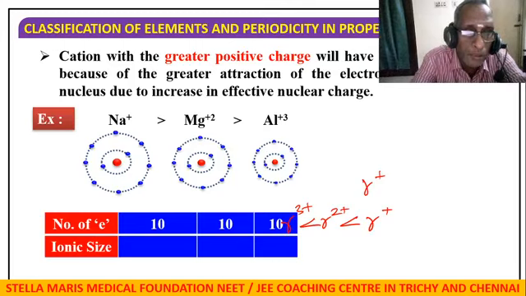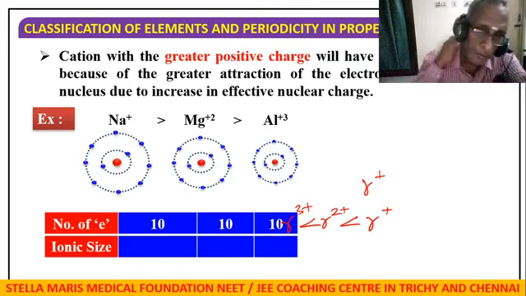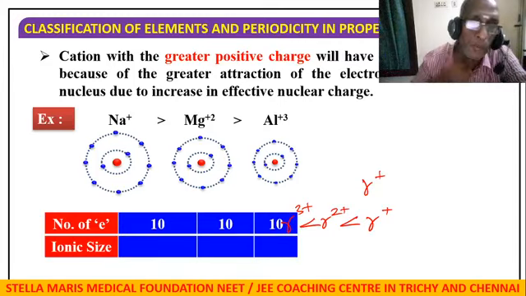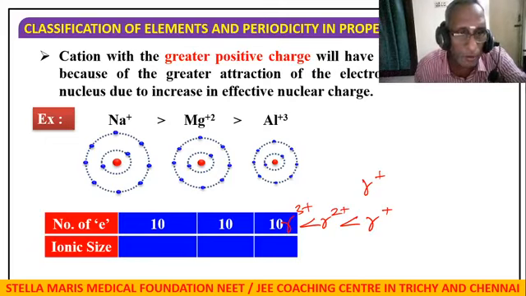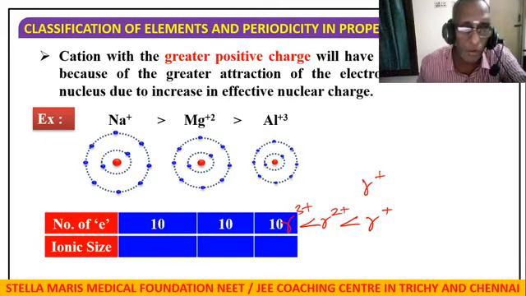It has lost 2 electrons, so the 10 electrons will be similarly distributed. Only 2 shells. Aluminum 3 plus has 2 shells only. Aluminum atomic number 13 has lost 3 electrons, so it also has 10 electrons. All are isoelectronic species.